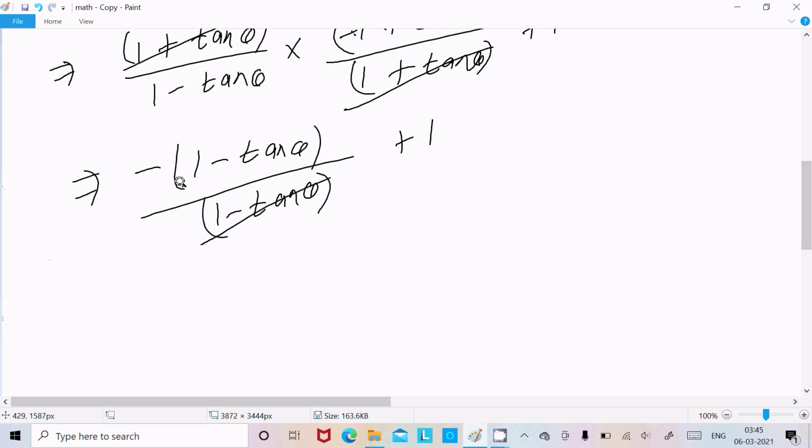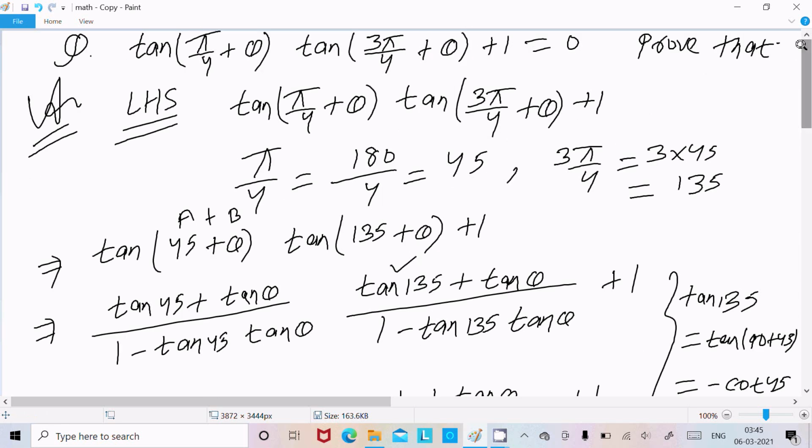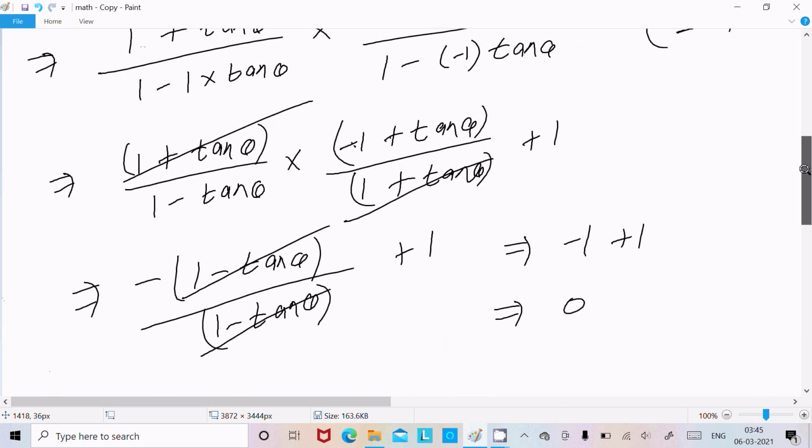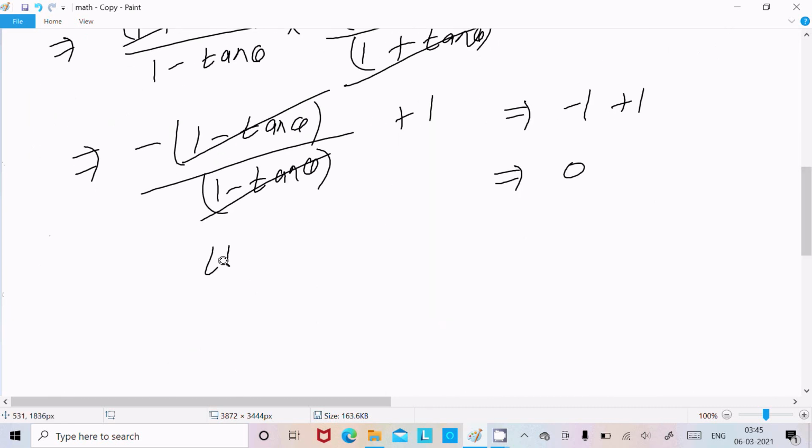And hereafter this term cancels. Now hereafter minus 1 plus 1, the value becomes 0. So here on the right, this is the 0. So we can write LHS equal to RHS equal to 0. That's proved.